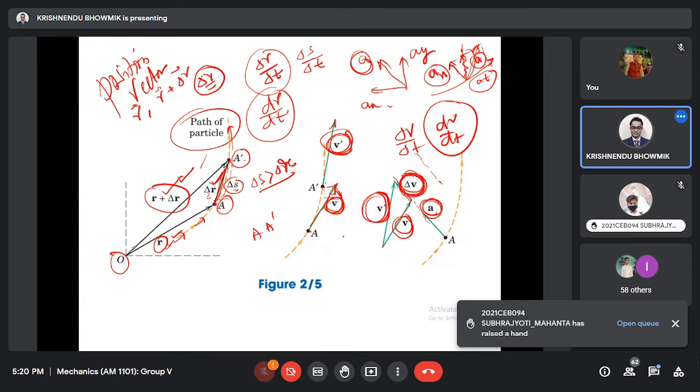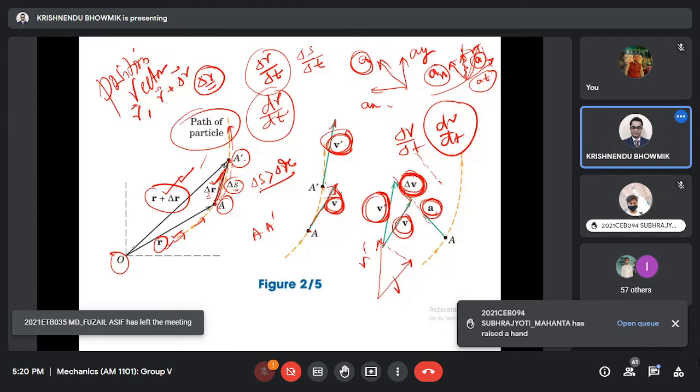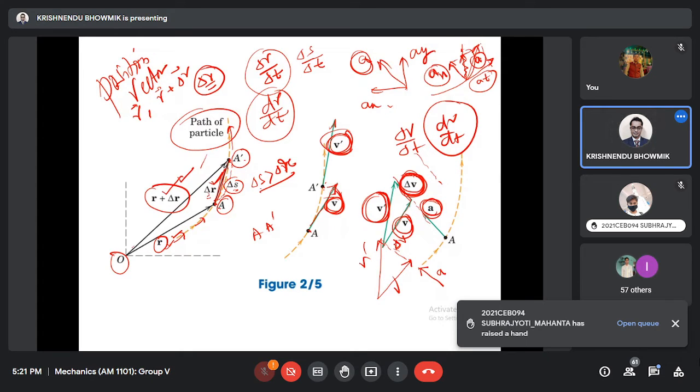This portion is fine. Now, if I want to draw, this is the V, and this is the V prime. So then this will be delta V. Along this delta V, your acceleration will act. This is the A. From the triangle law, we can get this delta V concept. Along this delta V, delta V by delta T is the average acceleration. This dV dt is the acceleration along this line.